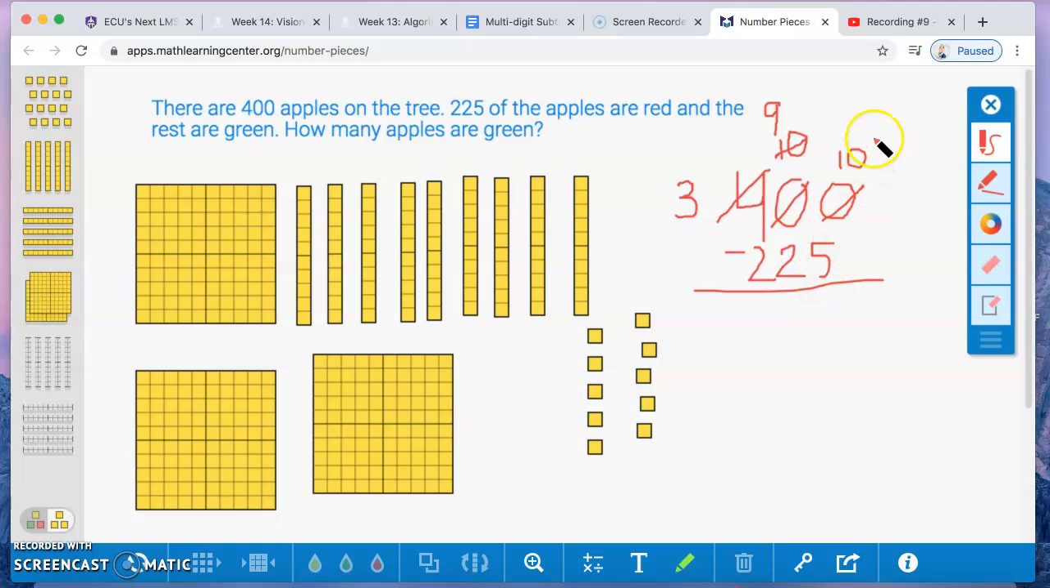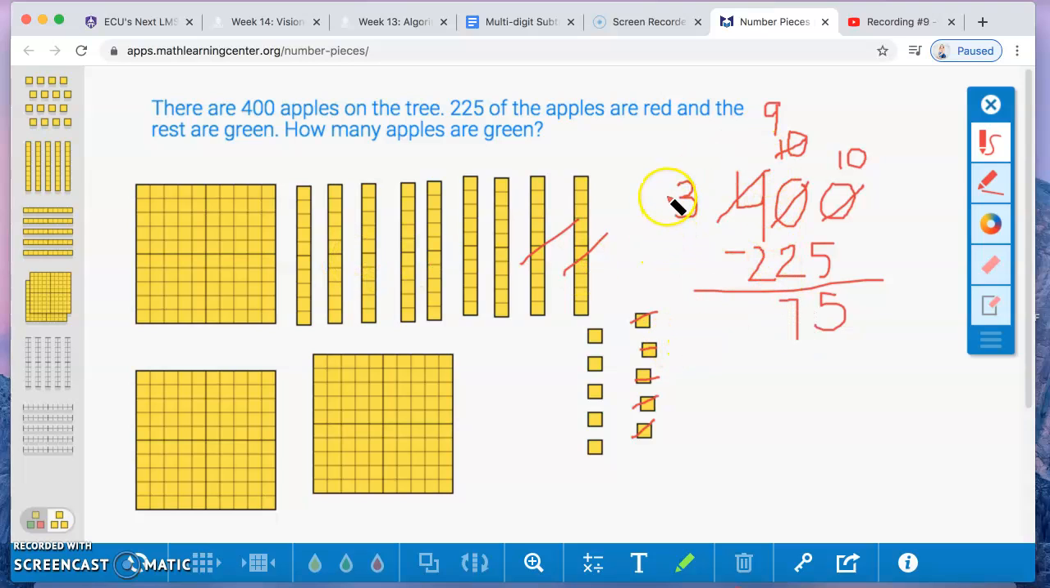We are ready. So 10 ones minus 5 ones, 1, 2, 3, 4, 5, gives us 5 ones left. And now, since we had to decompose, we have 9 tens frames. 9 minus 2, 1, 2, leaves us with 7 tens frames.